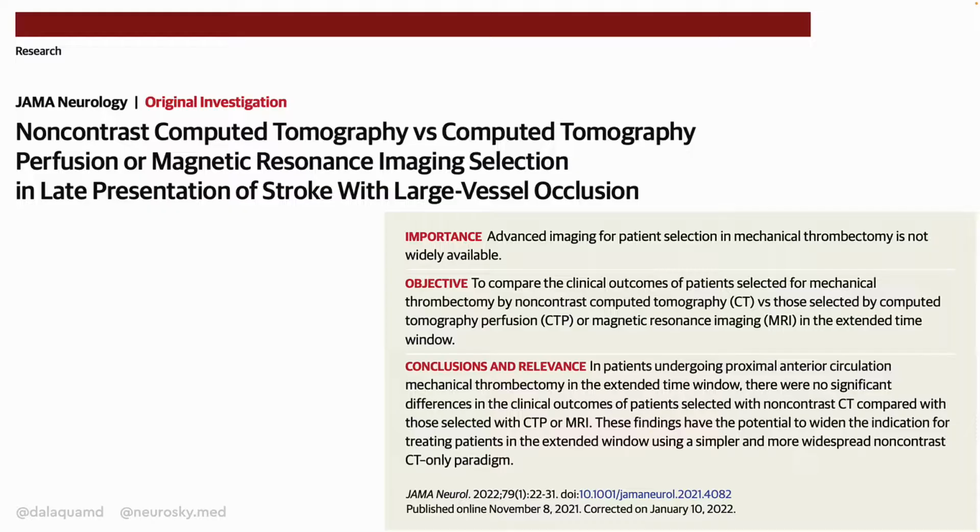So more recently, we have this very important paper, in my opinion, that has a great number of patients that show us that the simpler approach with CT only paradigm and not using CTP, not using MRA, may be very interesting and maybe enough to select patients in the late window. So this is the third paper I recommend you to read after this presentation.